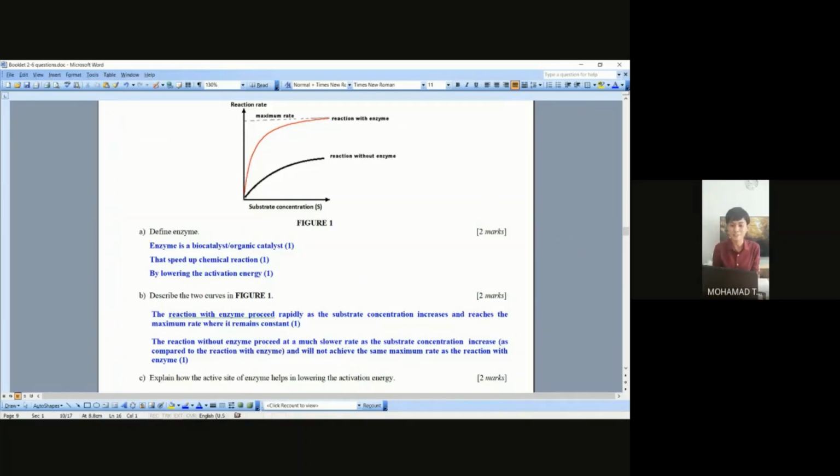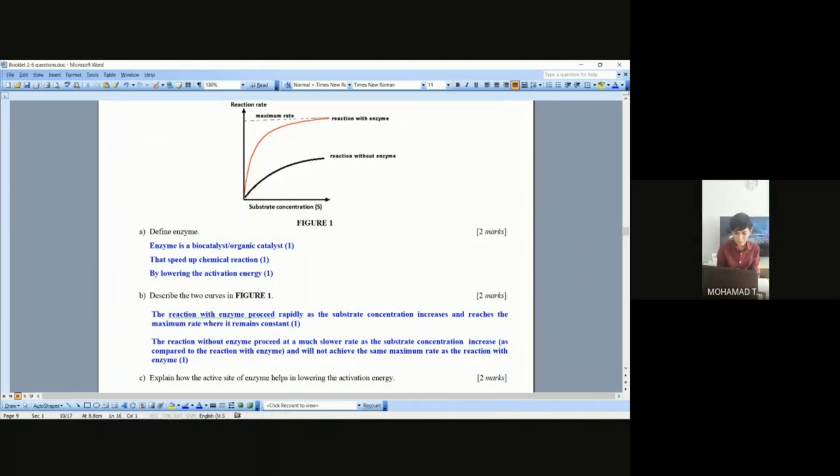The first curve, the red colored curve, is the curve with reaction with enzyme. Compared to the reaction without enzyme, the curve for reaction with enzyme is steeper. So quickly we know that the reaction with enzyme proceeds faster or rapidly as the substrate concentration increases. Then it will reach a maximum rate where it remains constant. You just read the graph, and that's 1 mark because you described one graph. Now it's time to describe the other graph.